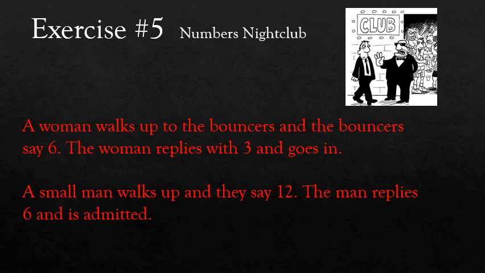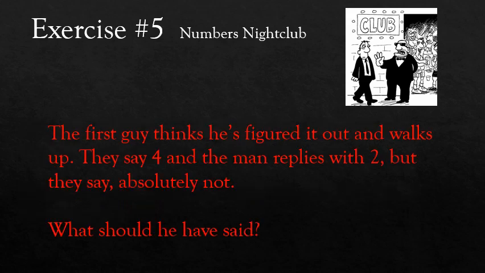He watches for a little bit longer, sees a little guy come up, and the bouncers say 12. The man replies with 6, and they let that little guy into the club as well. I always recommend gathering more data than just 2 case studies, but after the 2 examples, he thinks he's got the pattern, so he marches up to the bouncers. As he approaches, the bouncers say 4, and the man replies with 2, and they say absolutely not. They shut him down, they throw him back in the street, and he just wanders home alone and dejected.